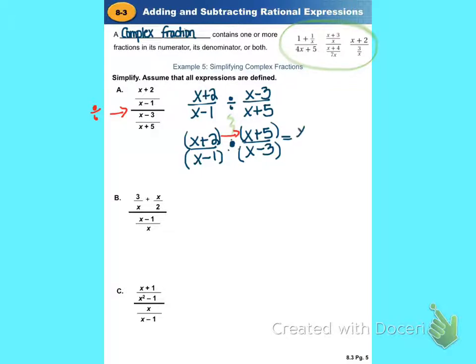First two are x squared. The outside two are 5x. The inside two are 2x. The last, 2 times 5, is 10. We'll go ahead and put the like terms together in a minute.